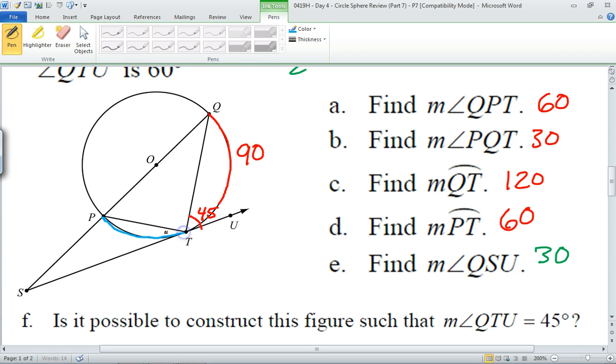Okay, we did the rest of the semicircle. So if the red arc is 90, what will be the measure of the blue arc? That will also be 90. Now, let's talk about the theta.